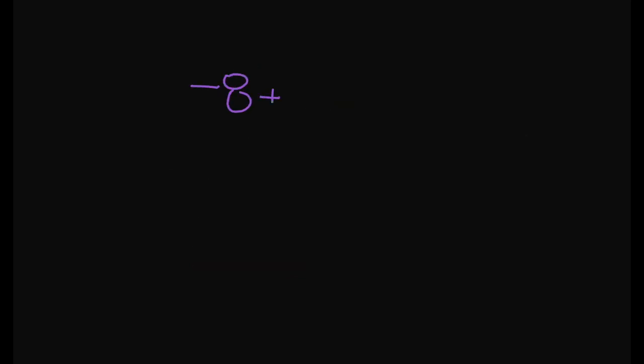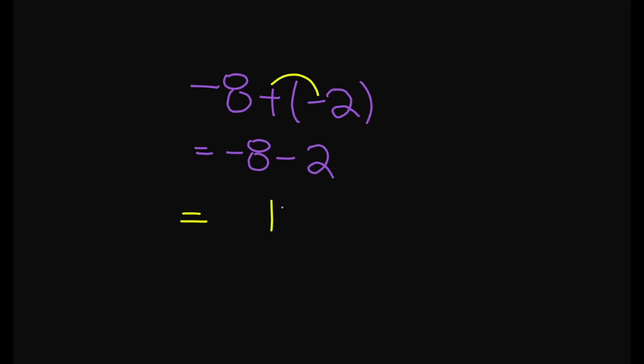-8 plus -2. So your answer here is going to be -8 minus 2. Because we have our positive and negative here, that's going to be a negative. And then I'm going to add. So 8 plus 2, this is going to equal 10. However, I'm going to keep the negative sign in my answer. So your final answer here is going to be -10.